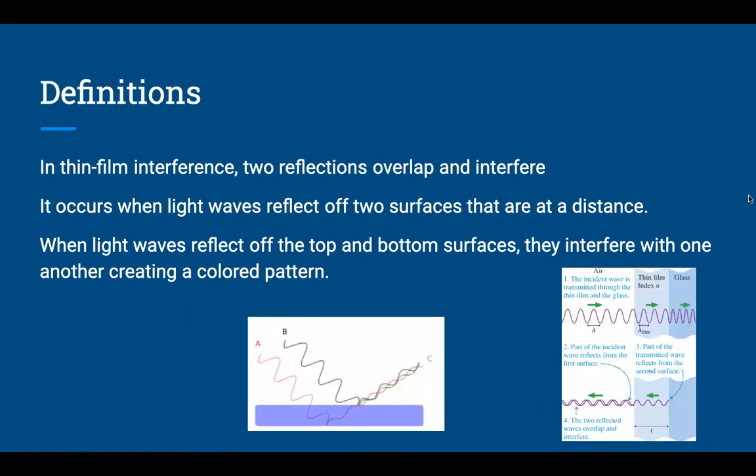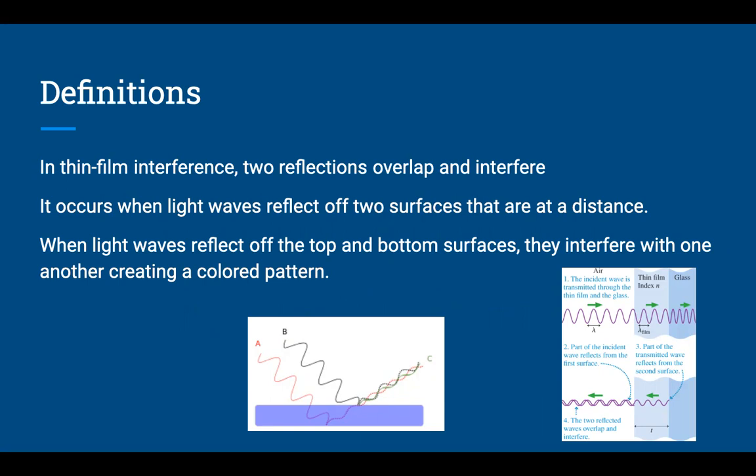So here are some definitions we have. In thin film interference, two reflections overlap and interfere. It occurs when light waves reflect off two surfaces that are at a distance. When light waves reflect off the top and the bottom surfaces, they interfere with one another, creating a colored pattern.